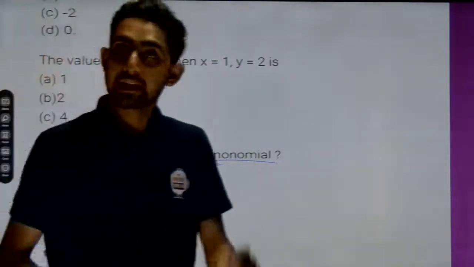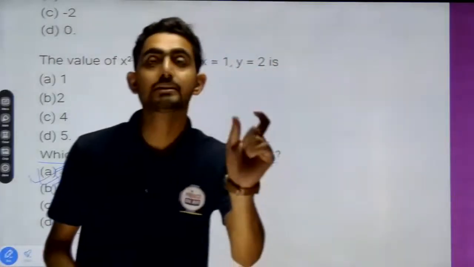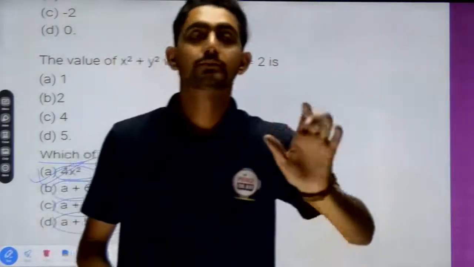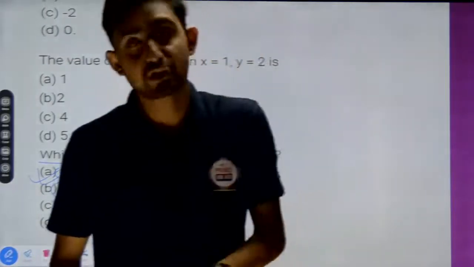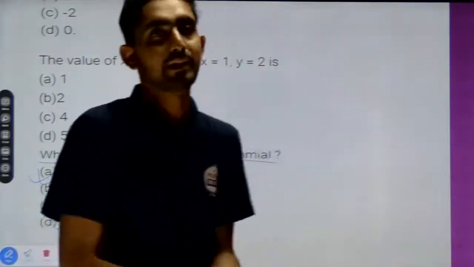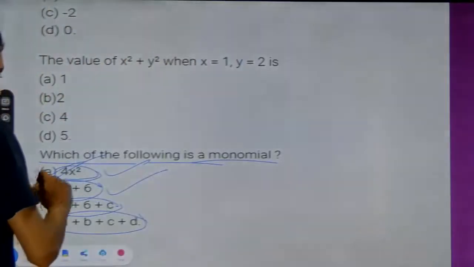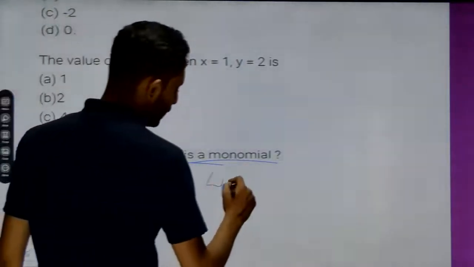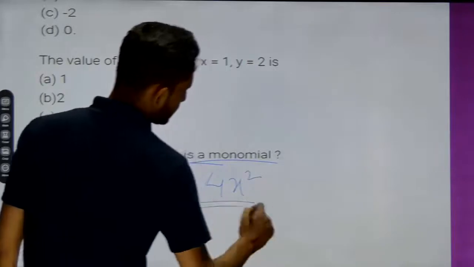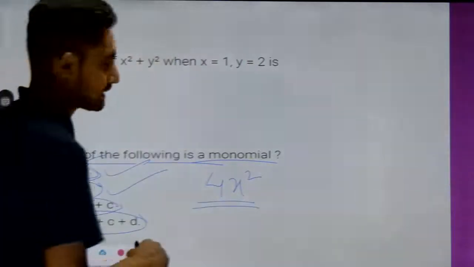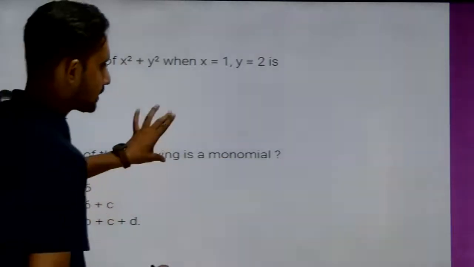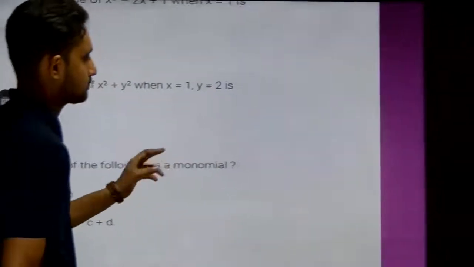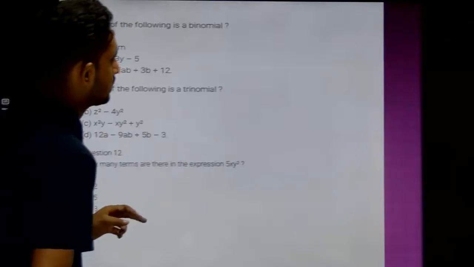Very good. Option number A is the correct answer, because again I am telling you, monomial means an expression that contains only one term. Only one term will be contained in an algebraic expression, that is known as a monomial. So option number A is the 100% correct answer. Write down, all of you, the answer is 4x square. That is 100% correct. Okay, very good. So that means a total of 3 questions are completed. Now we'll move to the next.